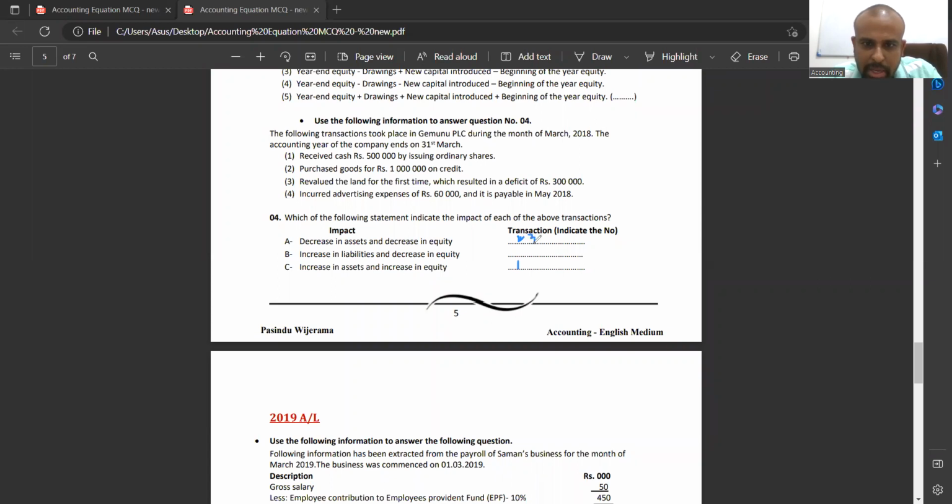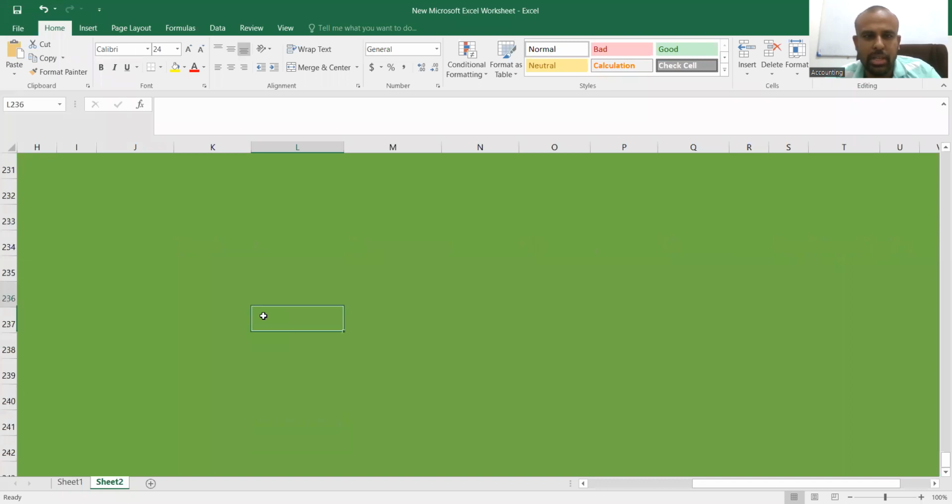Third one could be here. Incurred advertising expenses and it is payable. Son, the advertising expenses haven't been paid. It's a liability. What will happen? When you record the advertising expenses, if we show it in the basic accounting equation, son, what is the basic accounting equation that you're supposed to use?